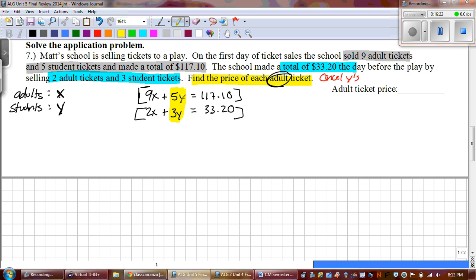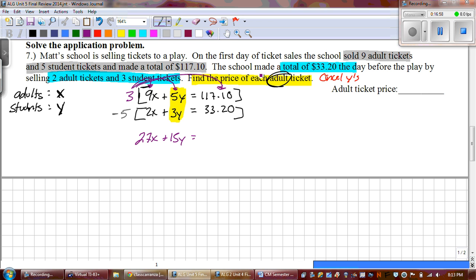Okay, you need to find the LCD of 3 and 15. And once you do that, you should get 15. So I need to multiply the top by 3 and the bottom by 5. And one of those needs to be negative. I'm going to make the bottom negative because we've got smaller numbers. Okay? So I'm going to go ahead and start multiplying. 3 times 9 gives us 27x. 3 times 5 gives me 15y.